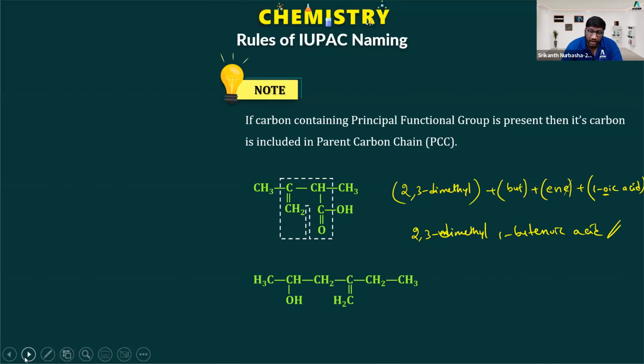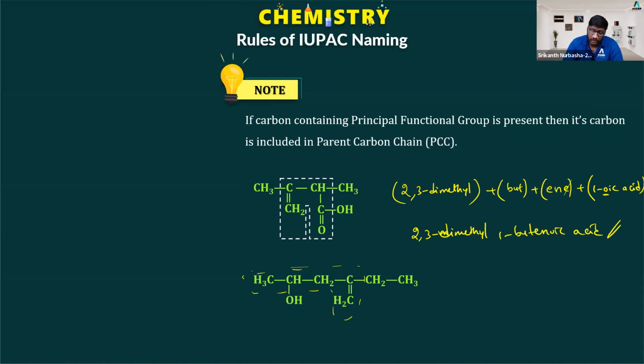This compound also you can name in the same way. Yes or no? What is the principal functional group or parent carbon chain? You select first the parent carbon chain. Obviously the C double bond C is there. I have to include this. I cannot take 1, 2, 3, 4, 5, 6 as the long chain. I have to include this and select in this manner. That is how we have to select the parent carbon chain, and then try to give the numbering and name it.